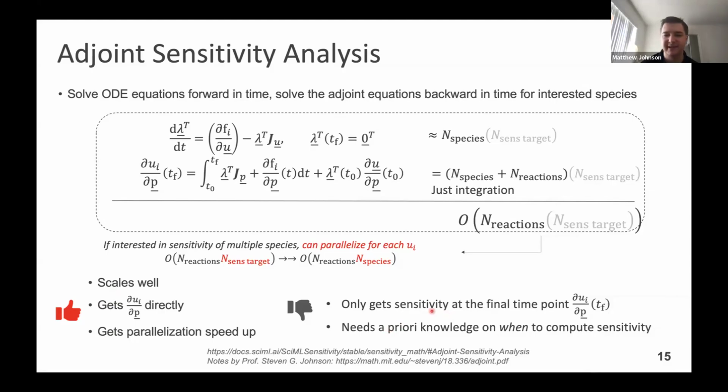It's worth noting this only gives you the sensitivity at the target time point, because we integrated forward to that time point and then integrated backward. So if you want to do it at a different time point, you have to integrate backward from a different time point.